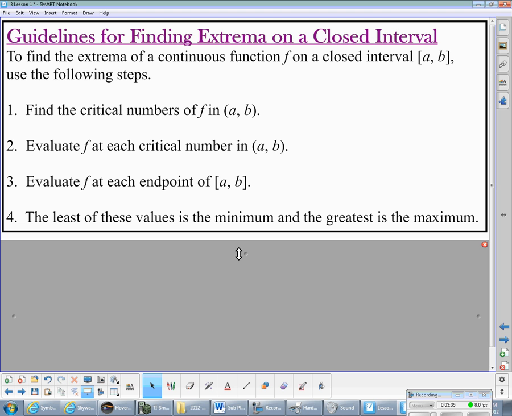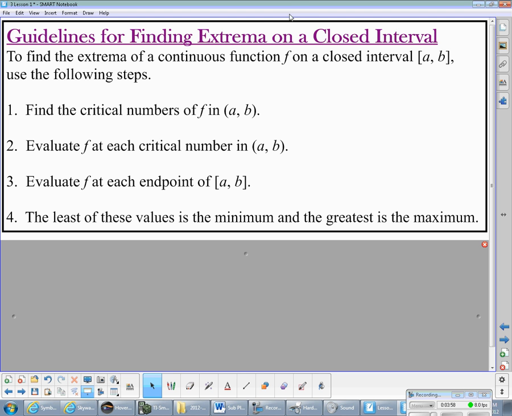And then this is pretty straightforward: the least of the values is the minimum and the greatest is the maximum. So basically you only have to test all the critical numbers, and then you also have to test the endpoints, because the biggest value could be at an endpoint when you're dealing with a closed interval. And that's why this is extrema.